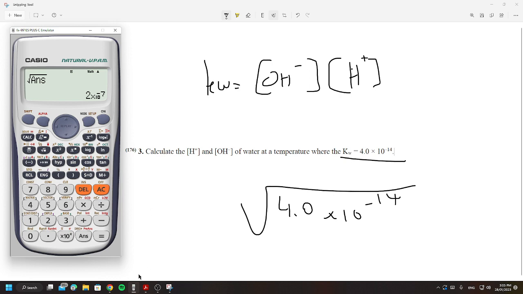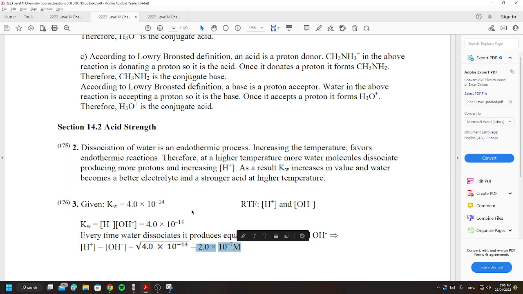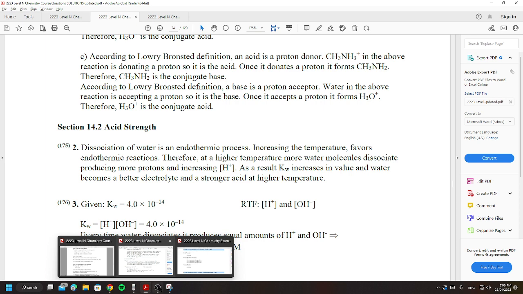And it is 2 times 10 power negative 7. Okay, next.